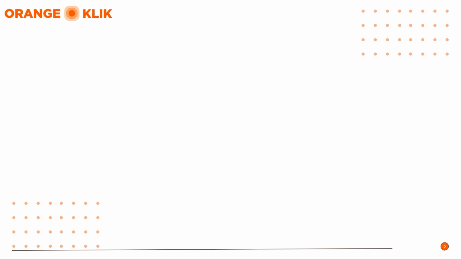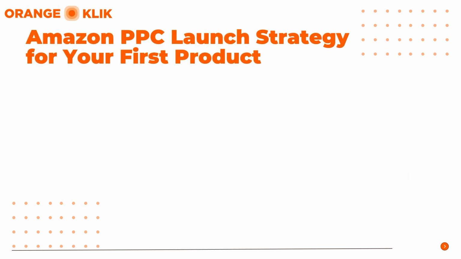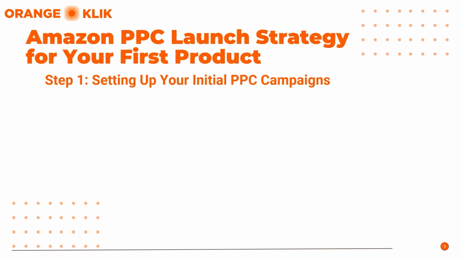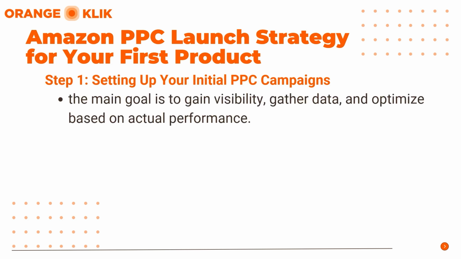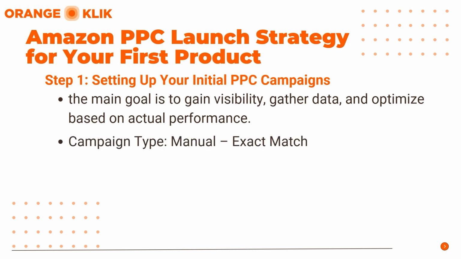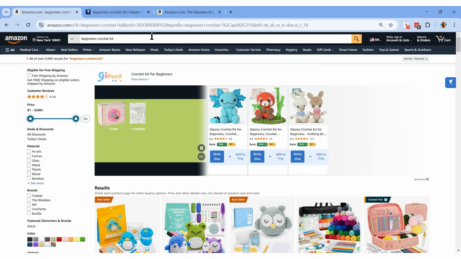Let's get started. For the Amazon PPC launch strategy for your first product, step 1 is setting up your initial PPC campaigns. For your first product launch, the main goal is to gain visibility, gather data, and optimize based on actual performance. Here's how to set up your PPC campaigns. The campaign type is manual exact match. To get started, we'll use DataDive's PPC keywords tool to help us choose the best keywords for your campaign.